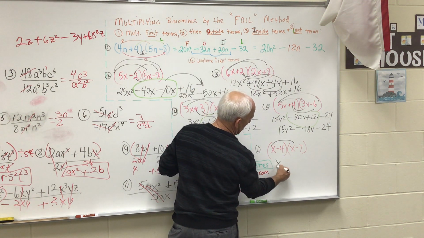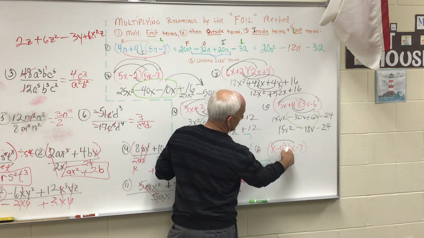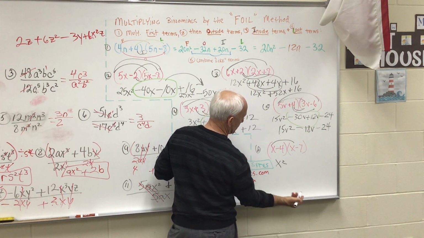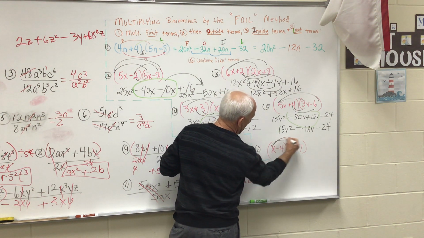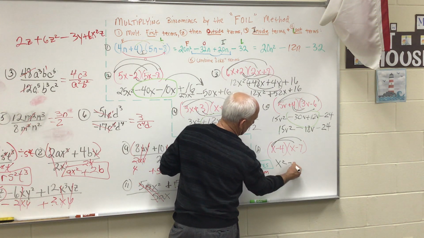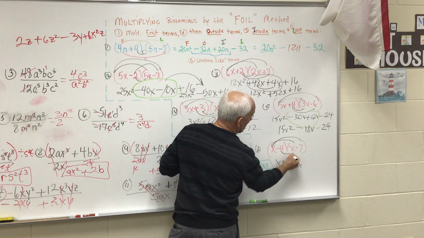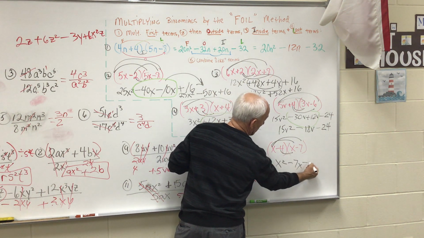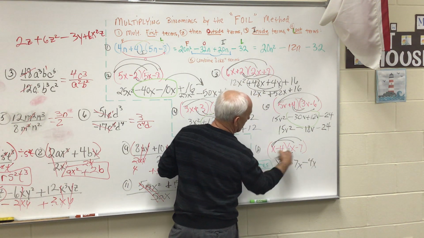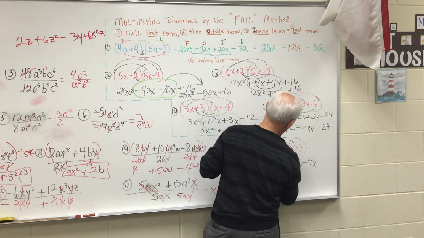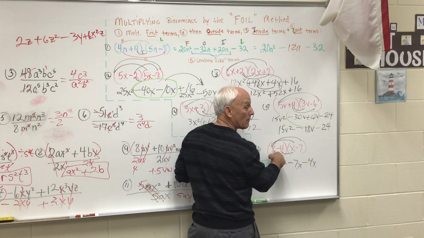Last one. x times x is x squared because you have the coefficient of 1 times 1, which disappears. Okay, your outside is negative 7 times x is minus 7x. Integer rule. The inside you have negative 4x or minus 4x. Don't forget integer rule.